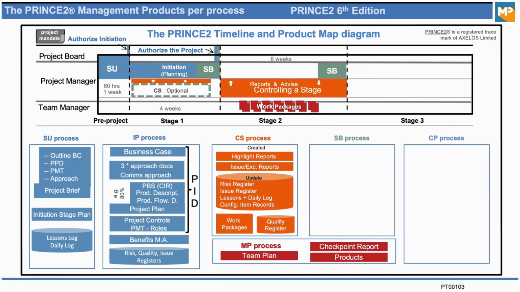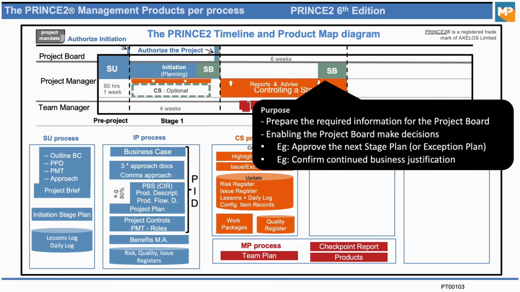Now let me tell you about the purpose of the stage boundary process. So remember, the stage boundary process is to look back and to plan forward. So we want to look back and report on how the last stage went and plan forward. But PRINCE2 says the following. The purpose is to prepare the required information for the project board, because they want to see how the last stage went and they want to see a plan for the next stage. And then that will enable the project board to make a decision.